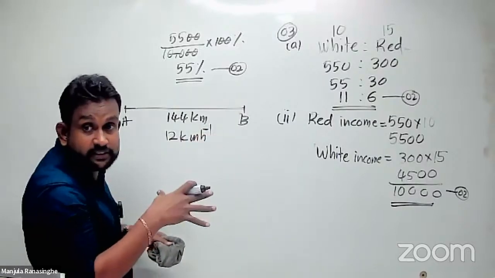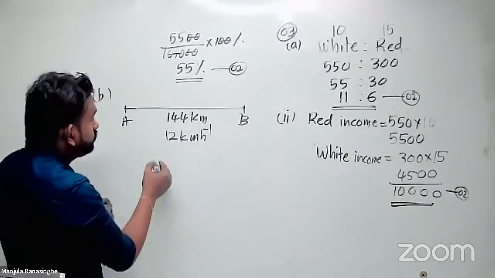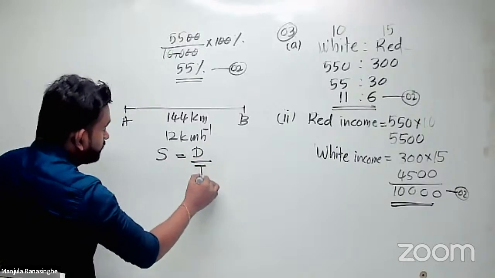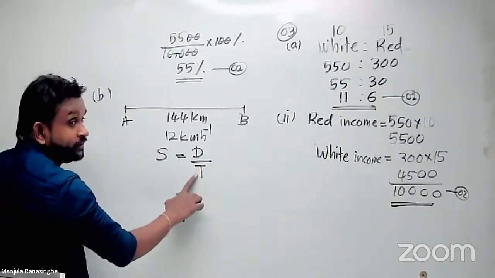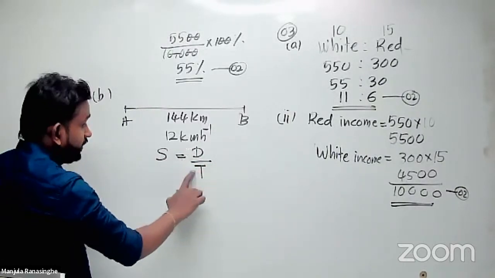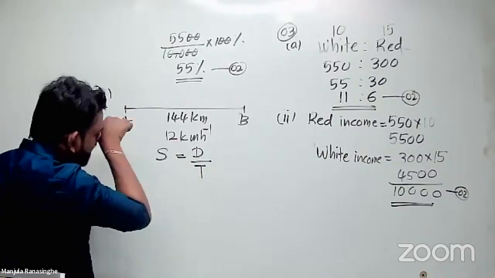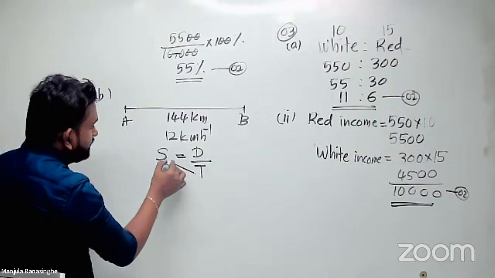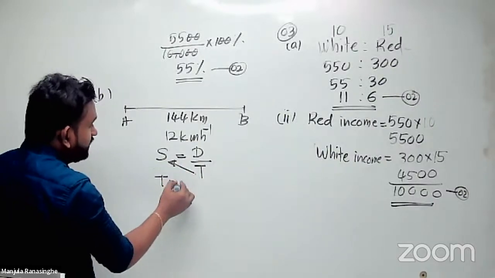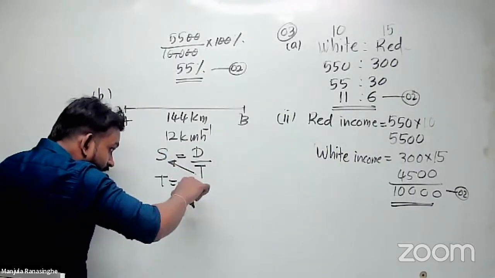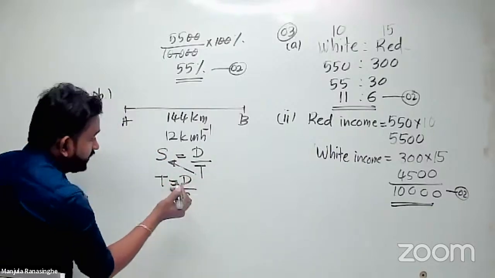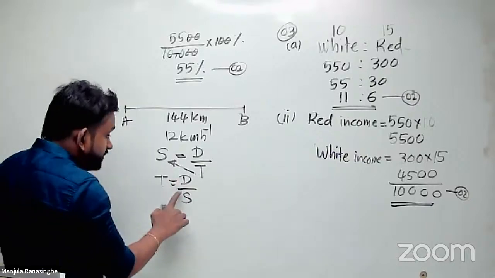So they are asking for the time taken, right? We know that speed equals distance over time, s = d/t. So substitute speed 12 kilometers per hour, and you can find t. How to make t the subject? Cross multiply and divide by s. So time equals distance over speed.